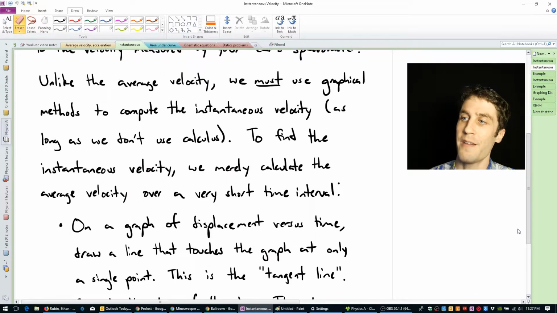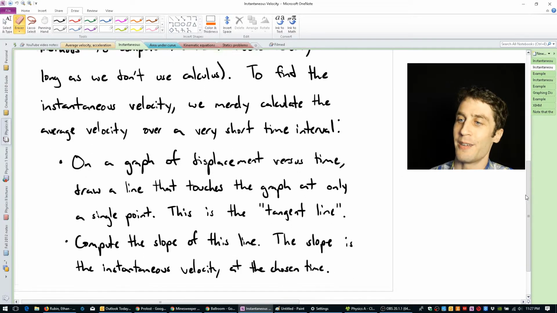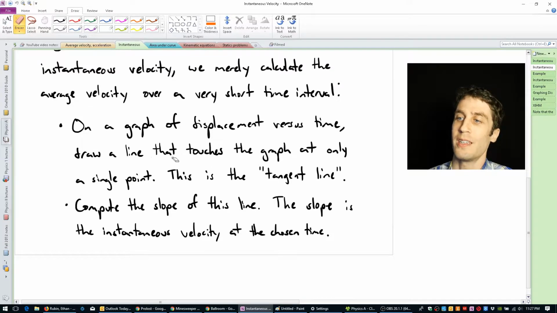So, unlike the average velocity, we must use graphical methods to compute the instantaneous velocity if we're not using calculus. To find the instantaneous velocity, we merely calculate the average velocity over a very short time interval. So, on a graph of displacement versus time, draw a line that touches the graph at only a single point. This is the tangent line. And then compute the slope of this line. The slope is the instantaneous velocity at the chosen time. Okay, so what does that mean?